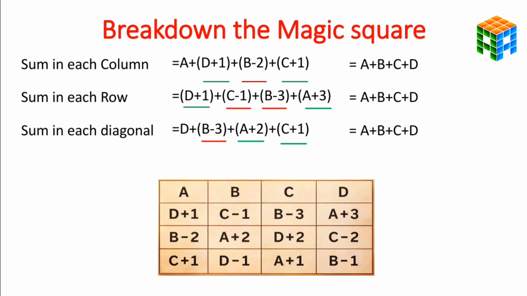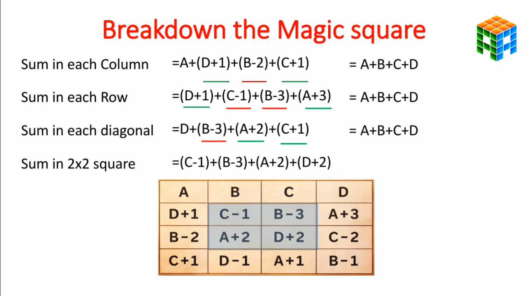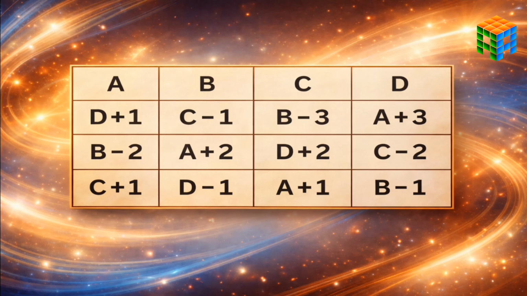Now let's analyze the 2 cross 2 square. Take the mid values, add all the elements. As you can see, positive numbers 2 and 2 give 4, and negative numbers -3 and -1 give -4, which get cancelled, and we get A, B, C, D. As you can see, the sum remains the same for column, row, diagonal, and 2 cross 2 square. All of them are just A, B, C, D, which is equal to the original value. The numbers are adjusted in such a way that positive and negative values cancel each other.